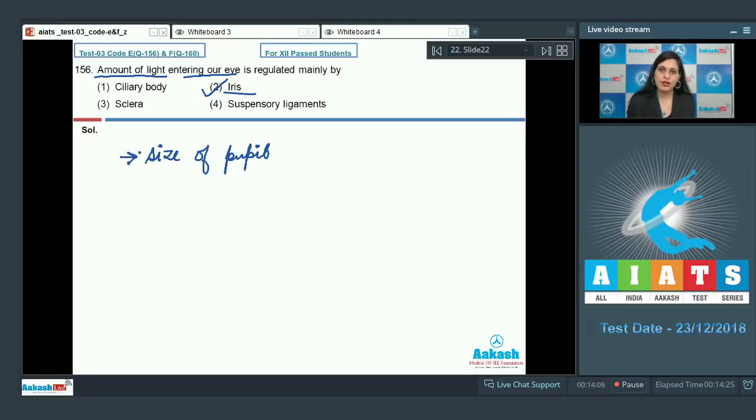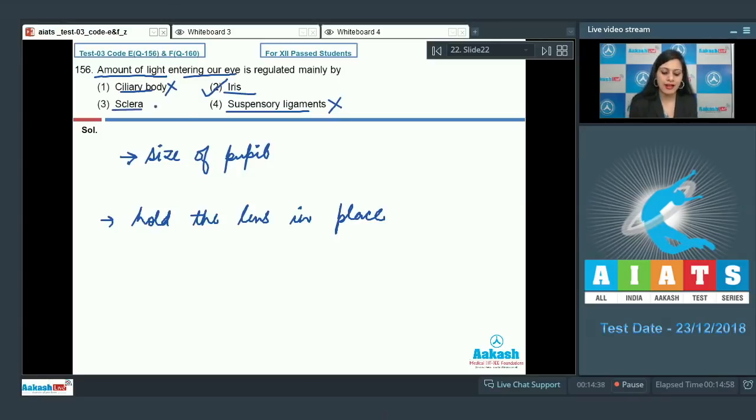Let's discuss other options also. First option given is ciliary body. The last option is suspensory ligament, and these are incorrect options because ciliary body and suspensory ligaments hold the lens in place and have no role to play in regulating the amount of light entering the eye.